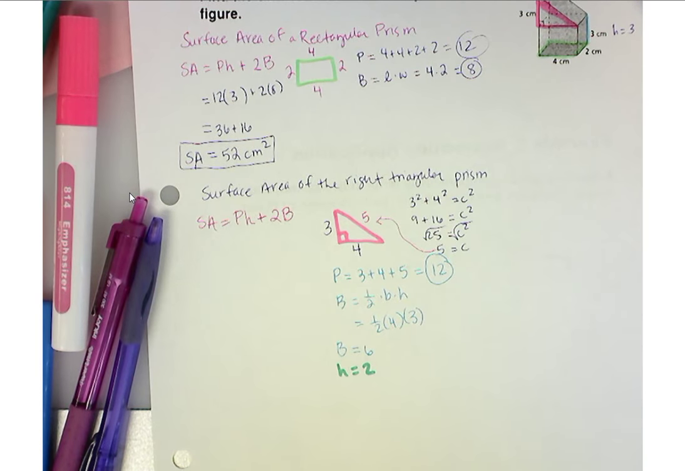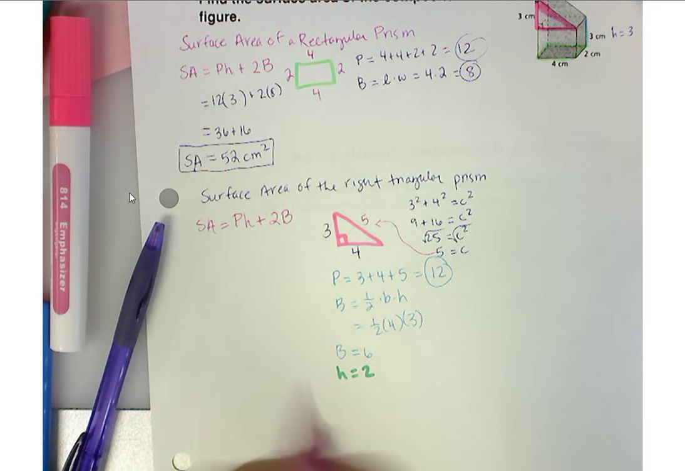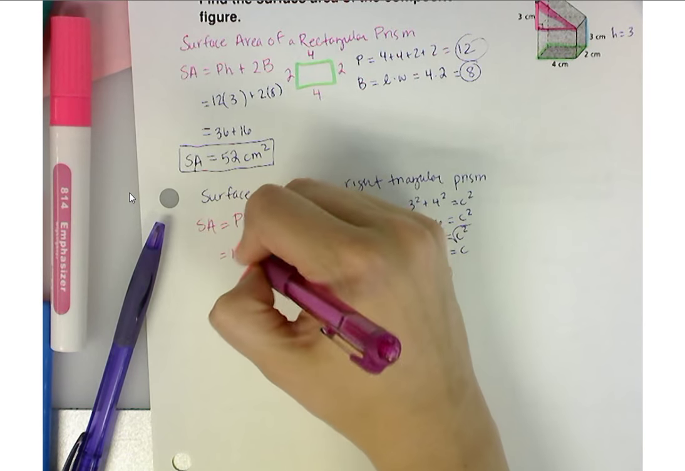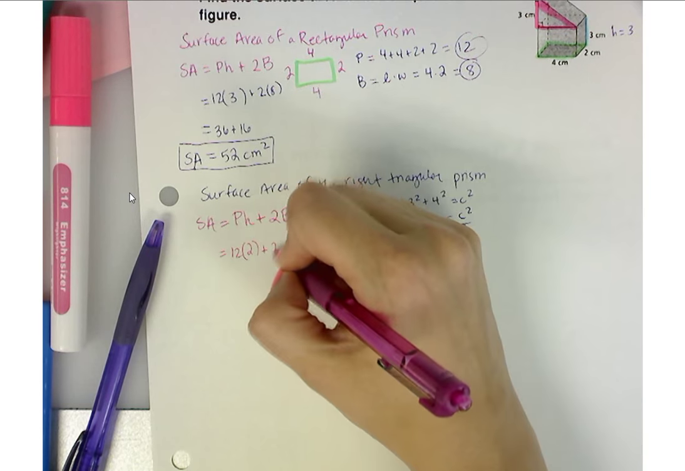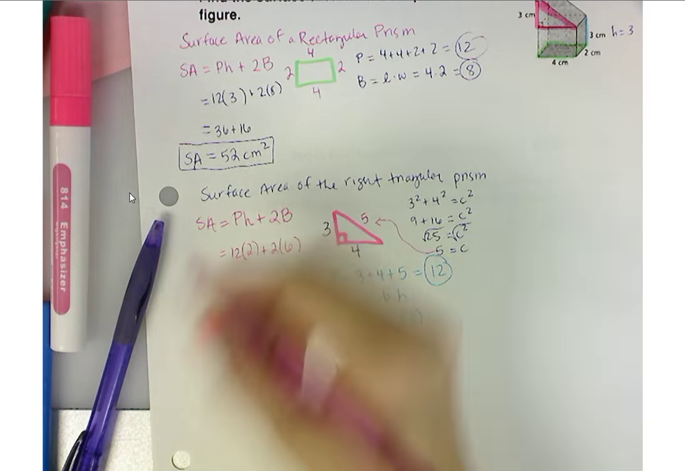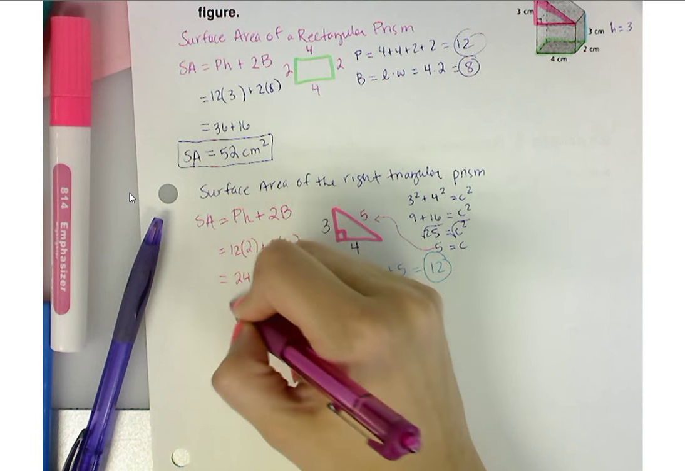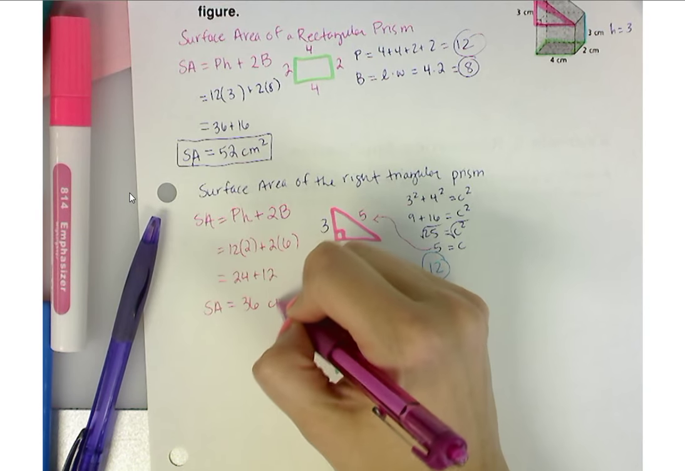All right, so then we can plug all those into our formula and do our calculations. We found that the perimeter was 12, the height is 2, and again the height goes from base to base, and then we're going to do 2 times the area of the base. So 12 times 2 is 24, 2 times 6 is 12, 24 plus 12 is 36, and this is still centimeters cubed.